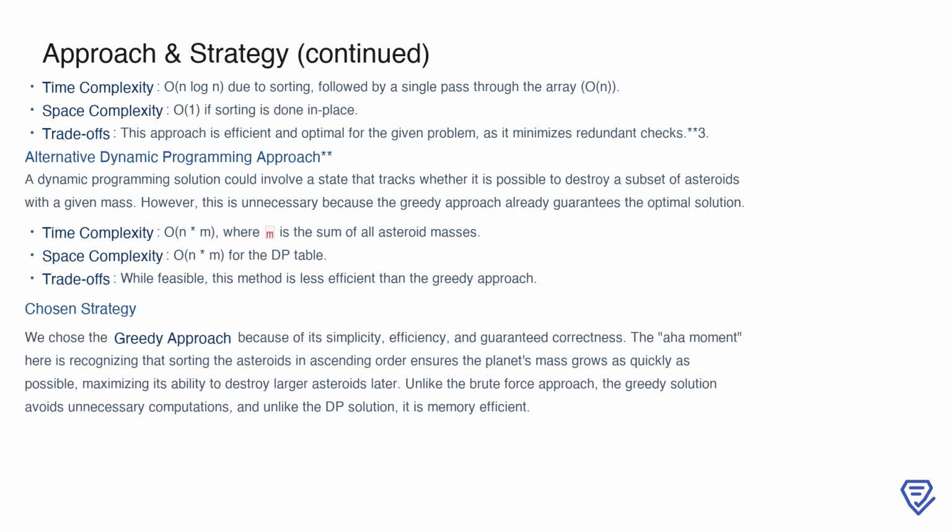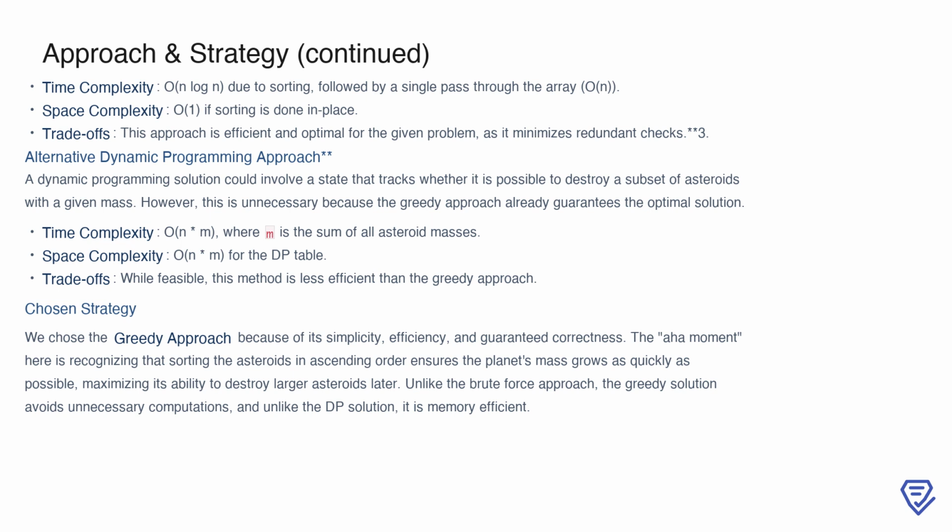While a dynamic programming solution could be considered, it introduces unnecessary complexity. In such an approach, we would track the state of whether a subset of asteroids can be destroyed with a given mass. However, the greedy method already guarantees the optimal solution without the overhead of maintaining a DP table. The time complexity for a dynamic programming solution would be O(n*m), where m is the sum of all asteroid masses, and the space complexity would also be O(n*m).